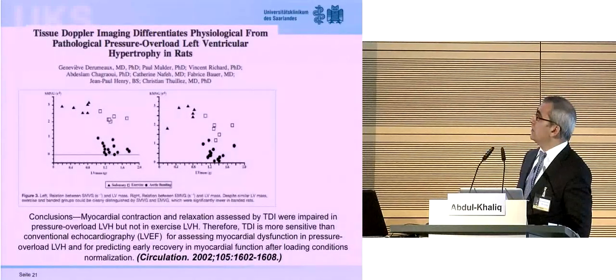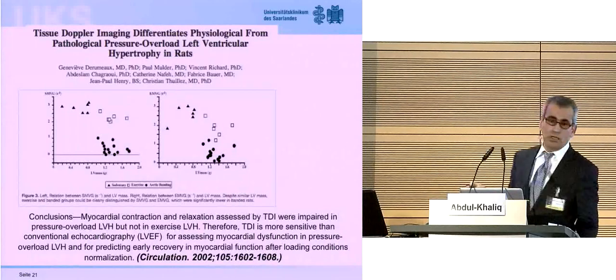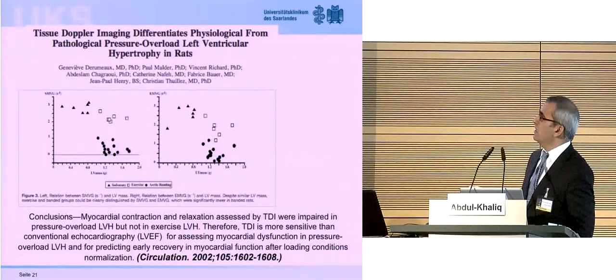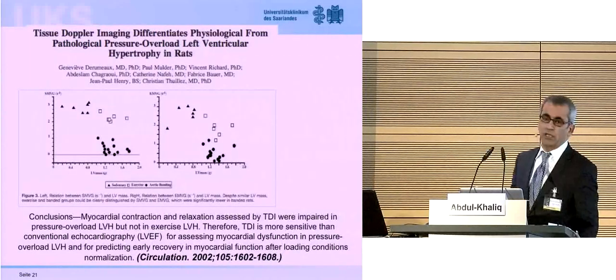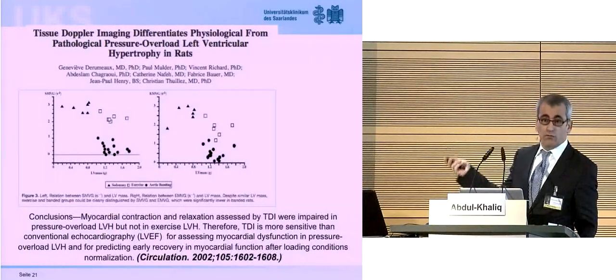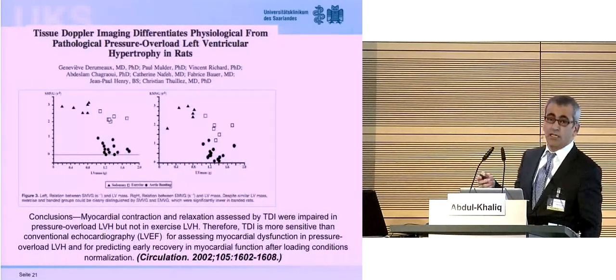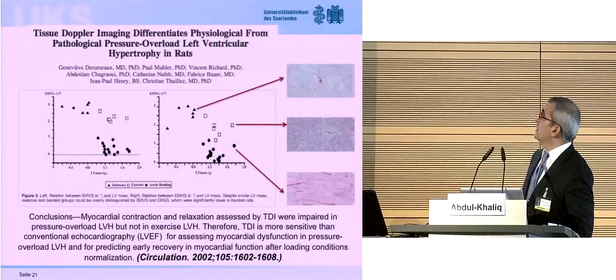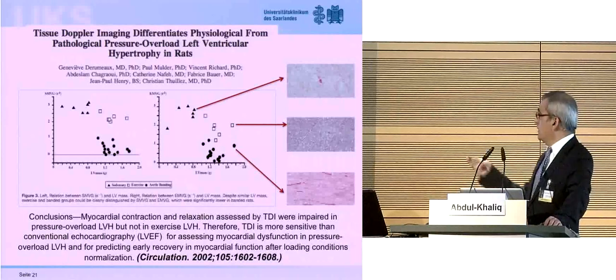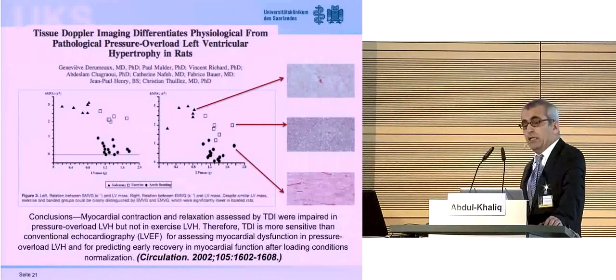And you see that those rats with non-physiological hypertrophy, such as aortic banding, have significantly reduced strain rate and all of these parameters. And all of these rats have normal ejection fraction. And when they also examine the hearts, these rats have an increased amount of collagen and fibrosis.